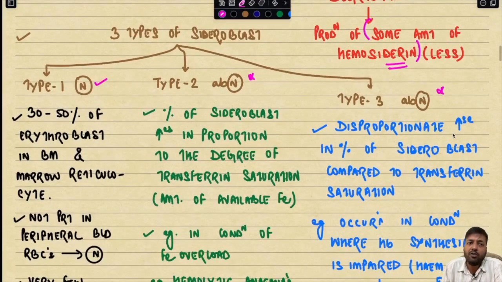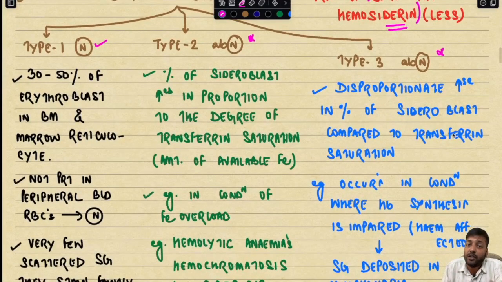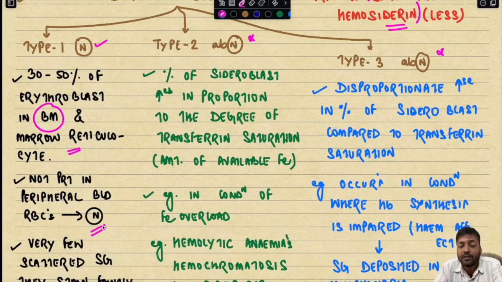Type 1 sideroblasts are normally present in 30 to 50% of late erythroblasts inside the bone marrow and also inside the marrow reticulocyte. However, remember, normally no siderotic granules are present inside the RBCs. In mature RBCs in the peripheral circulation, you will not see siderotic granules. So there is no normal siderocyte. There is no concept of a normal siderocyte. Remember this point. Now I will tell you why.